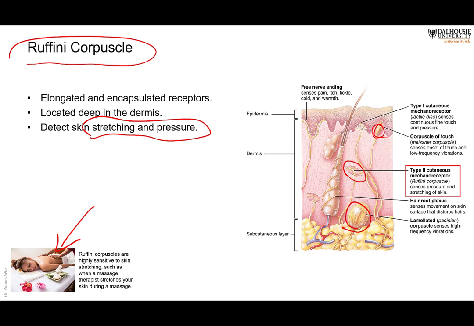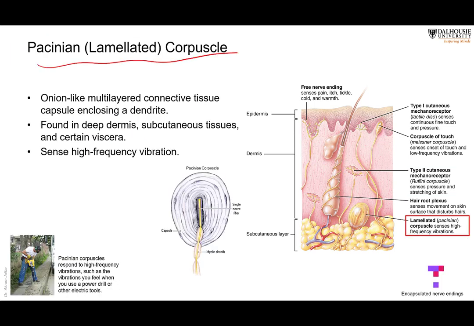And then finally, the last one is called the Pacinian corpuscle. It looks like a cut onion, so it has multiple lamellae, or layers of connective tissue, and they are all surrounding a dendrite, a single terminal nerve inside. They are present in the deeper part of the dermis or even in the hypodermis. So the most superficial in the dermis, we have the Meissner corpuscle, and then we have the Ruffini corpuscles. Meissner are for touch. The Ruffini, again, are for pressure and stretch, while these corpuscles are for vibration. The ones that are present in the skin are for the sense of vibration.